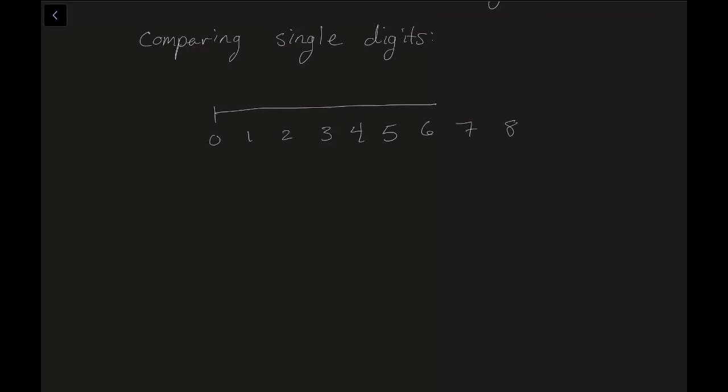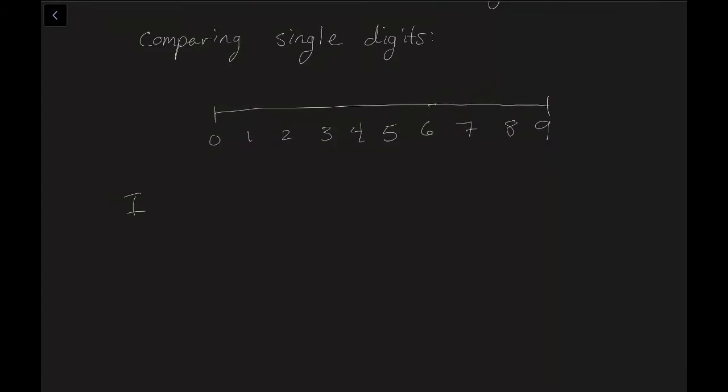So, let's start by comparing single digits. Okay, so we'll start with the ones, and as we know, our ones start at 0, 1, 2, 3, 4, 5. Gotta make my line a little bit longer. 6, 7, 8, and 9. And then we're not dealing with ones anymore, we start dealing with tens.